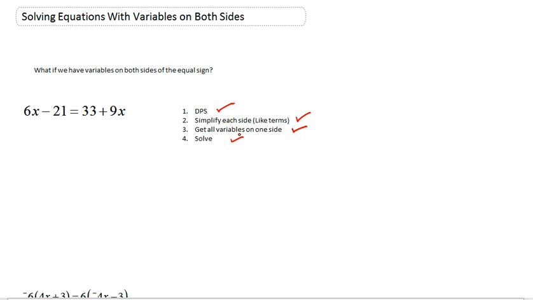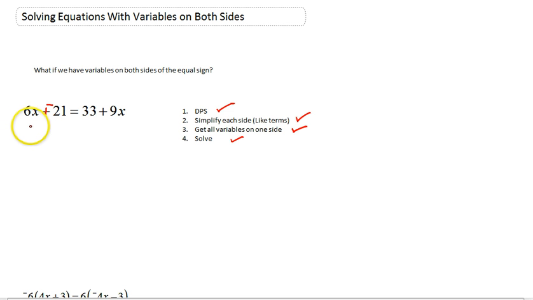So let's try this first example. Our first step is to DPS. So I'm going to DPS. Now I have all addition. Now you'll notice I have variables on both sides. I have 6x here and 9x there. I need to move one of those terms to the other side.